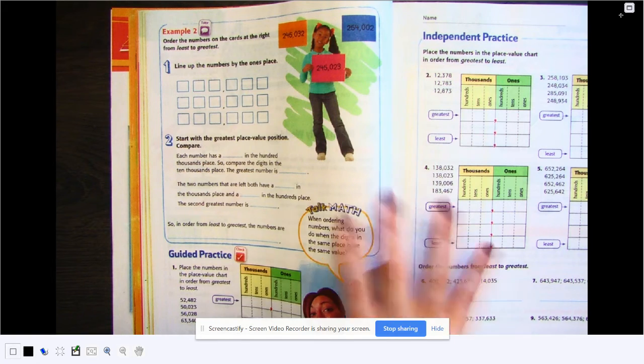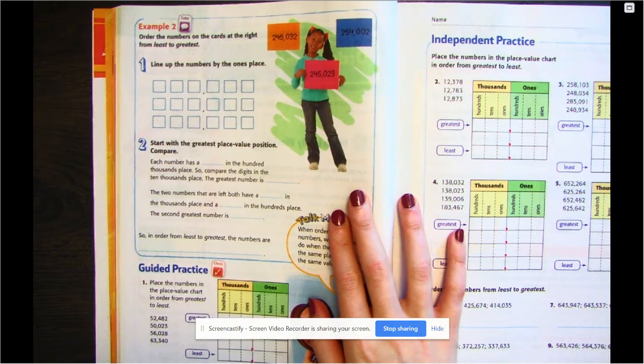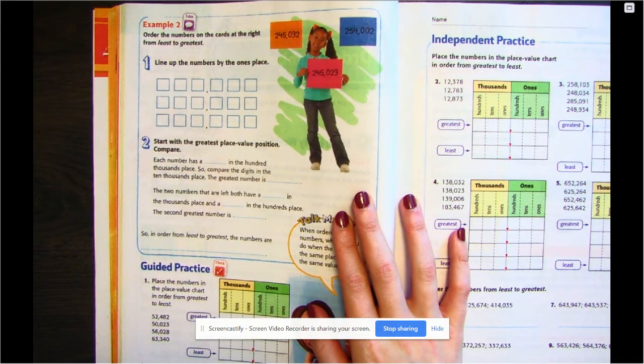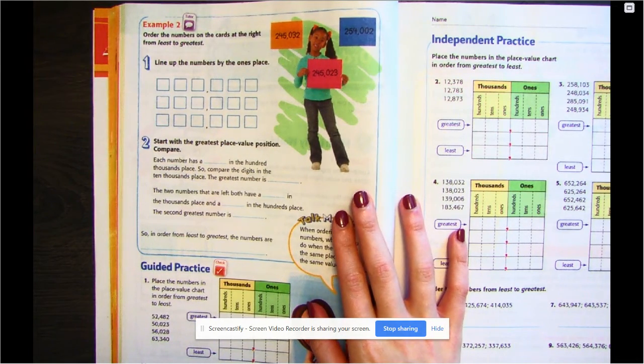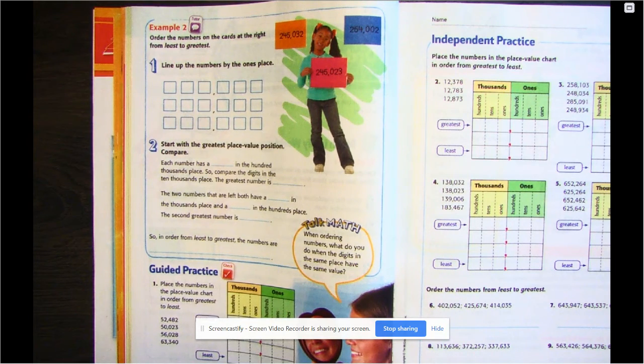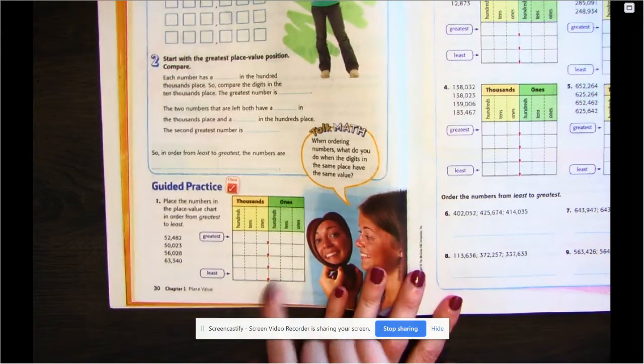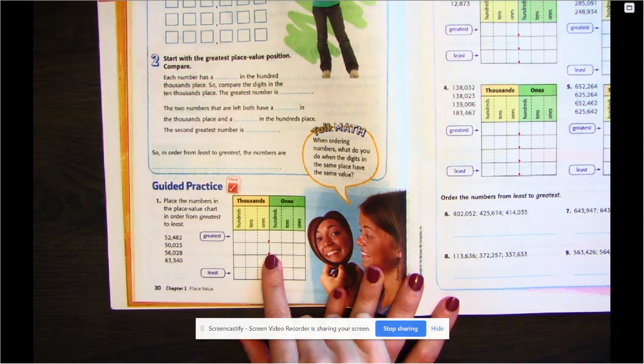So yesterday we learned how to compare numbers that have multiple digits, and today we're going to learn how to compare more than two, and actually we're going to order them either from least to greatest or greatest to least. So I like this page because it gives us our little place value charts in order to use it.